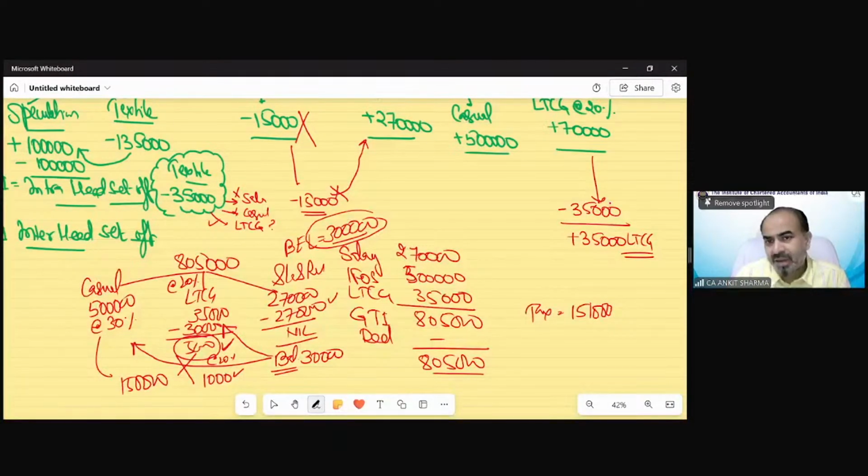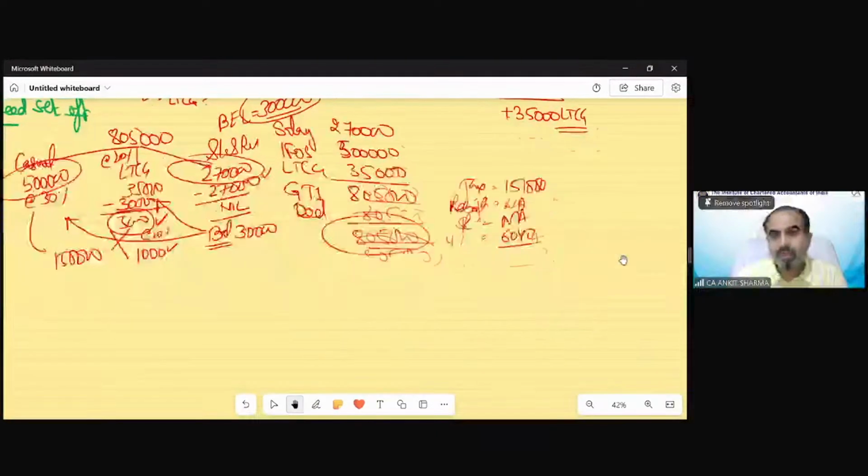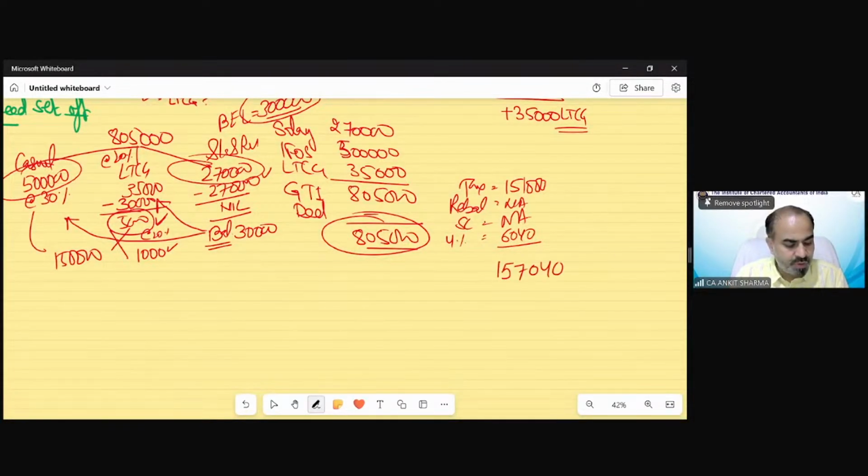Now, a very interesting thing. Does rebate apply? No, because my total income was exceeding 7 lakh. You can see the total income was 8,05,000. So rebate cannot be applicable. Surcharge not applicable. 4% cess needs to be applied. That would be 6,040. Total would be 1,57,040.